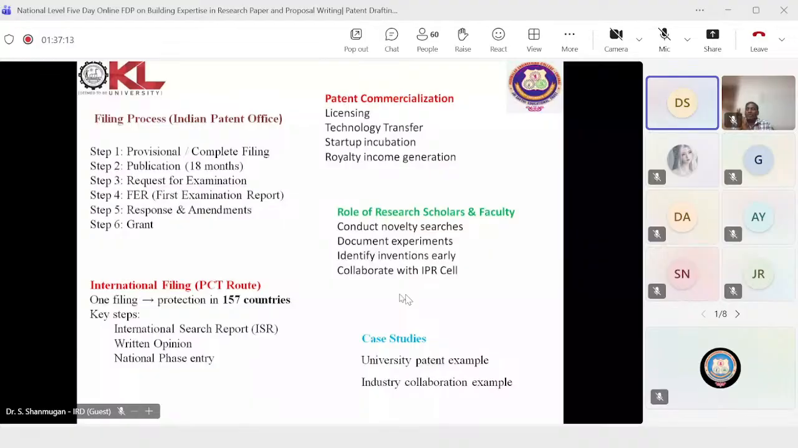Regarding the role of research scholars and faculty members, you can approach for novelty searching and documenting the experiments. Experimental work and a prototype are very useful to you, and you gain a lot for your curriculum. Identify inventions early. You can also collaborate with the IP cell, and approach funding agencies to get good funding.